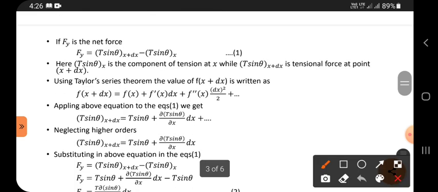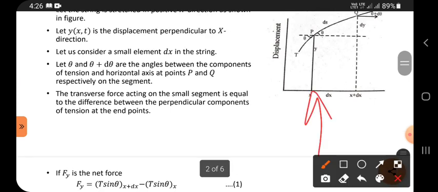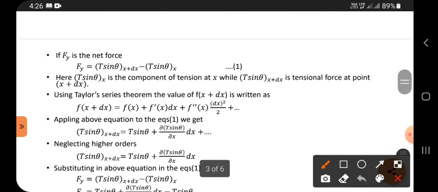Okay. So we need here only vertical components. Why? Because the force is acting along the vertical direction only. That force is Fy. So we are taking the difference between this force and this force, which we have taken here as Fy. So this difference is taken outside. It is acting at x plus dx and at x only, along the vertical direction.